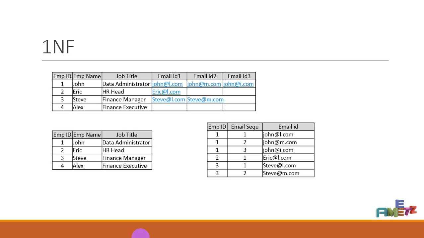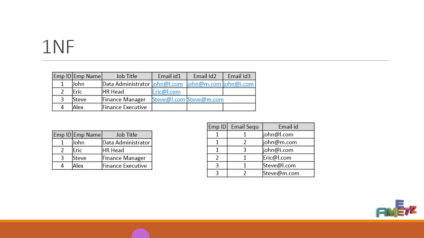So in this table, what are the redundancies, what are the duplications? It's very simple, you can find it right away. Employee ID is a unique field, employee name is a unique field, job title is a unique field, but email ID 1, 2, 3 are actually duplicated. This is called redundancy. So we need to reduce the redundancy and eliminate the duplication.